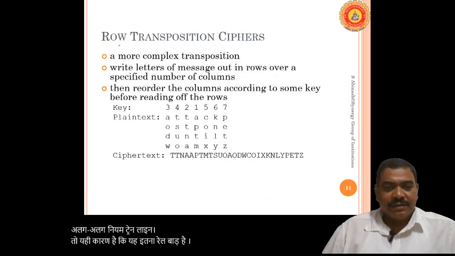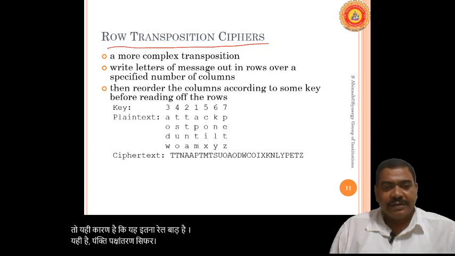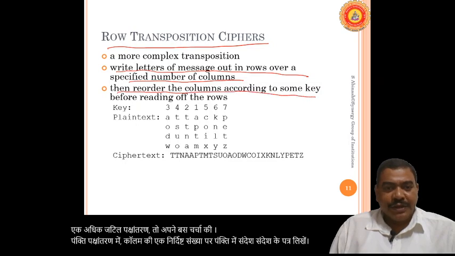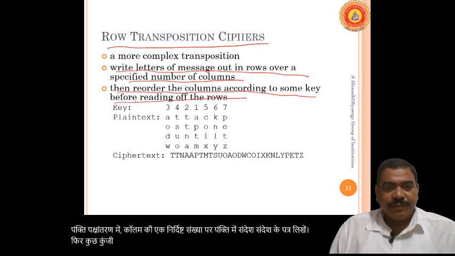Then another is the row transposition cipher, a more complex transposition cipher than the Rail Fence cipher we have just discussed. Here in the row transposition cipher, write the letters of the message out in rows over a specified number of columns. Then reorder the columns according to some key before reading off the rows. Suppose here the key is first 3, then 4, then 2.